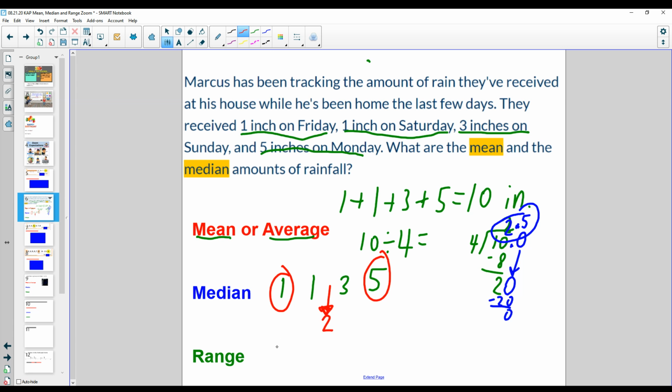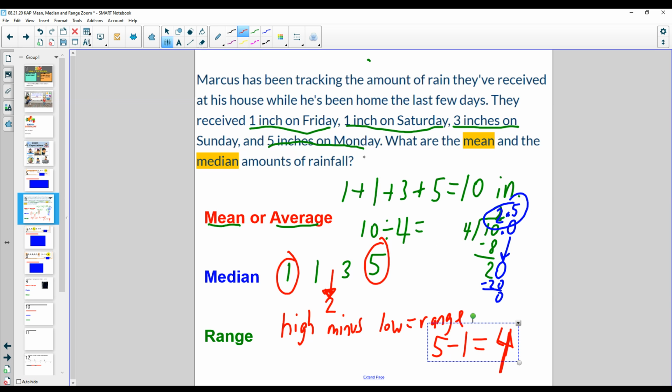And range. What is range? Range is highest number minus lowest number equals something called range. So it ranges from 1 to 5. It started at 1, 5. How far is it from 1 to 5? How many numbers does it take to get from 1 to 5? 4 numbers, because 5 minus 1 is 4. Whoops, sorry. So that's 4.